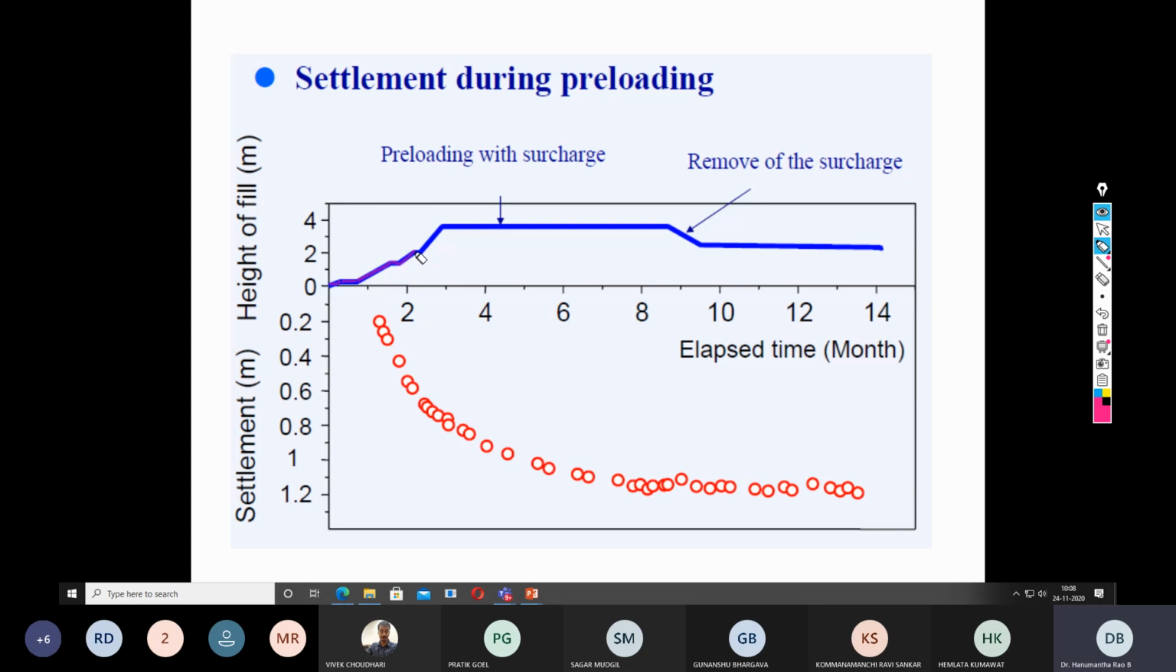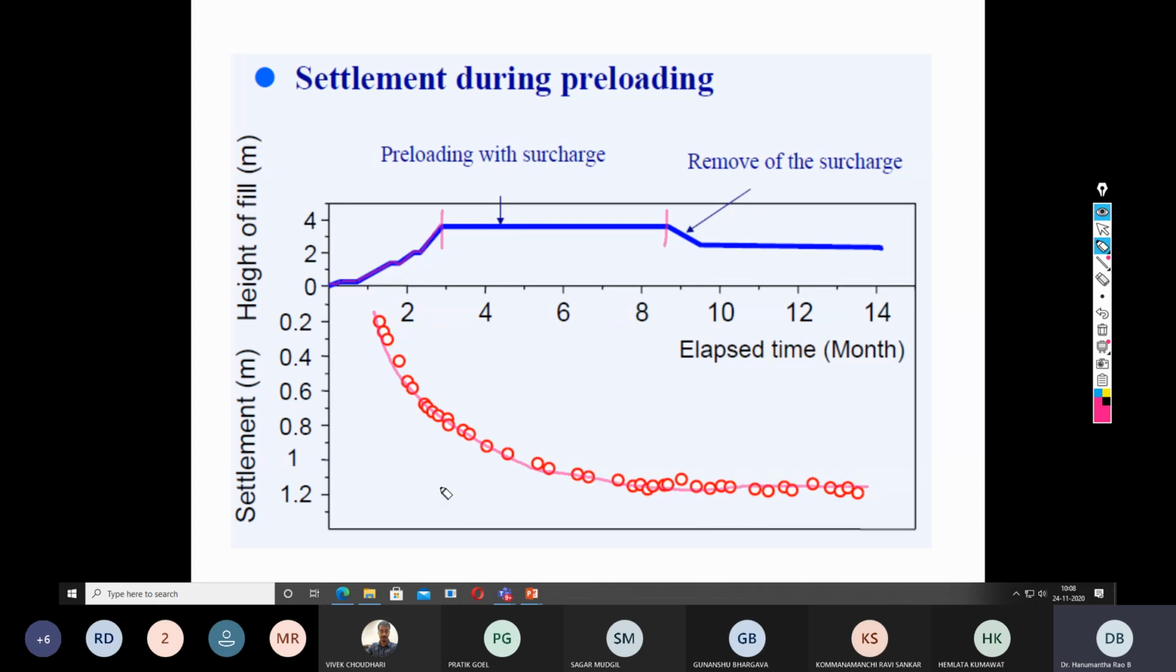So there is another ramp of the load maintained for some time. Then the final ramping, and the same load is maintained for a certain time. Now the question is how long the surcharge load should be maintained, or what should be the elapsed time of surcharge load, so that we will achieve the desired degree of consolidation and at the same time the desired amount of settlement. That can be ascertained by constantly monitoring what is happening to the settlement.